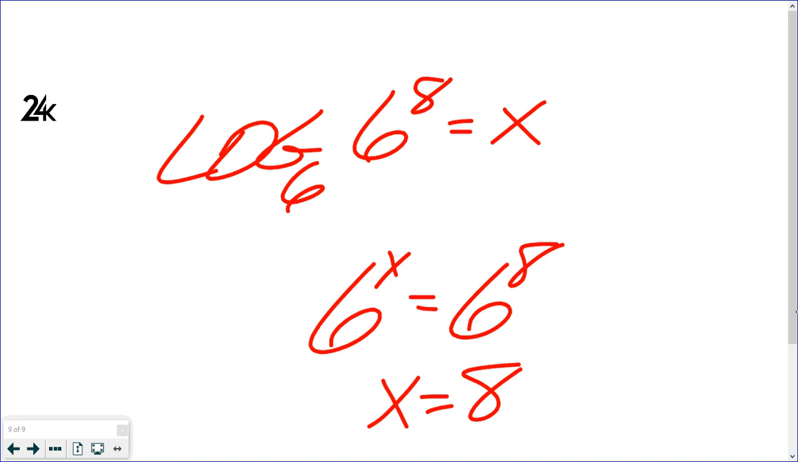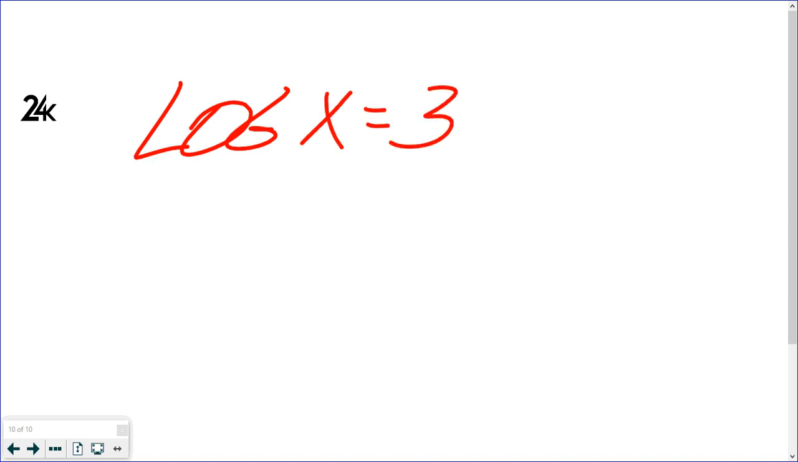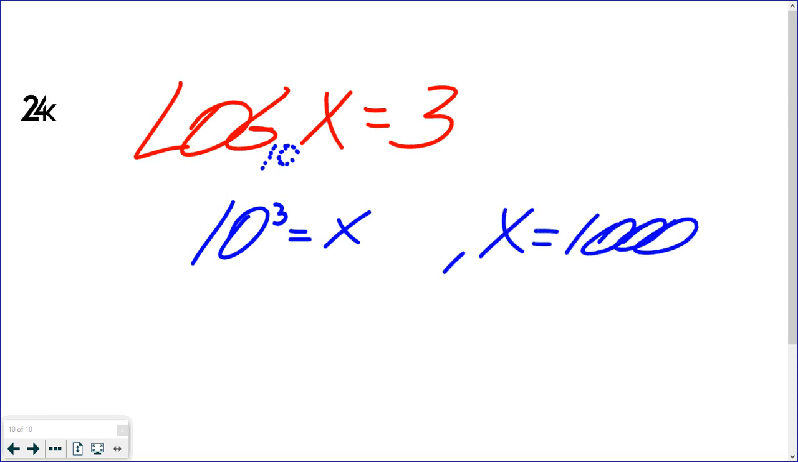But wait, there's more. Now let's move the letter x. Let's say it's something like this. Log x equals 3. And you're like, but the x has always been over on the right-hand side. Did that sound like Phineas and Ferb? There's a hidden 10 here. So this just really means 10 to the 3rd equals x. What does x equal? Oh, it's 1,000. Well, that was easy.